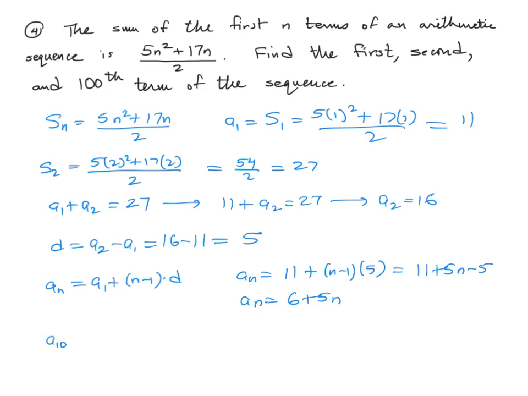So A100 equals 6 plus 5 times 100. So it's going to be 506. So once again, what did we do?